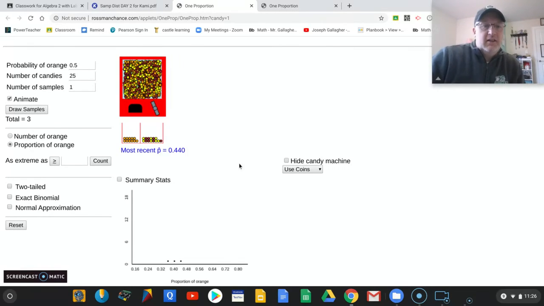She draws the same thing. This time she gets a ratio of 0.44. Let's go ahead and add 27 more to this. That'll be me and the other 26 people in the class. We'll draw the samples and see what happens.